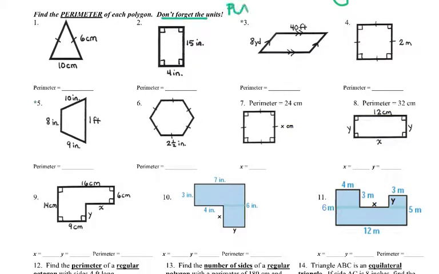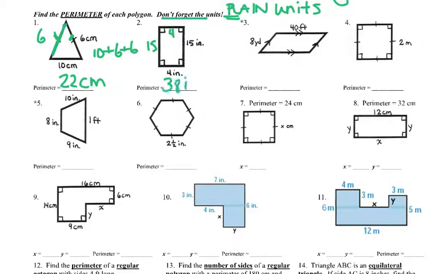So you'll hear me say a lot that perimeter has plain units. So this is an isosceles triangle. To find the perimeter, I would add 10 plus 6 plus 6, or 22, but don't forget the centimeters, right? Here we've got a rectangle. 15 plus 15 is 30, plus 4 plus 4, do you agree? 38 inches.